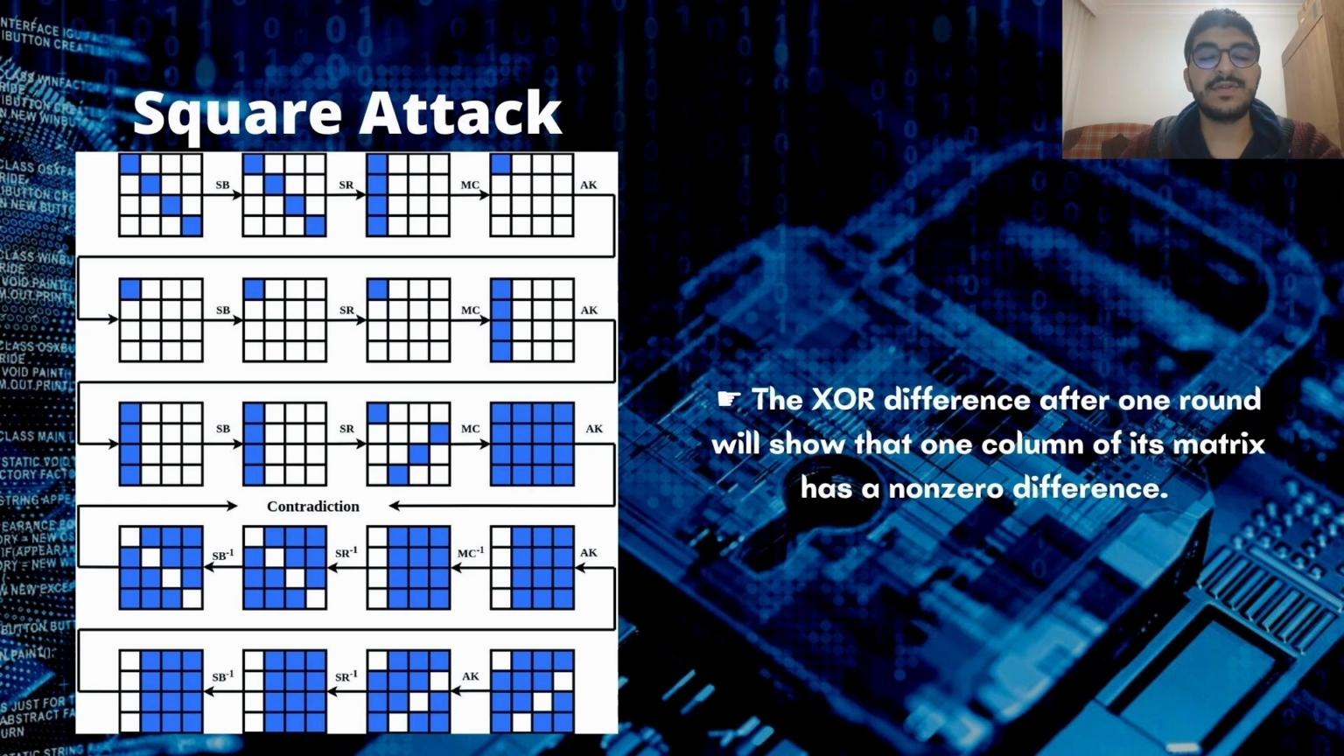If we consider two texts with an XOR difference in 1 byte, this difference will expand in a known way. The XOR difference after one round will show that one column of its matrix has a non-zero difference. This property will then also be propagated to all bytes in the matrix after the second round. Therefore, it is impossible for the XOR difference between two such plaintexts to be zero in any byte after two rounds. This feature is also used to create an attack called a square attack.